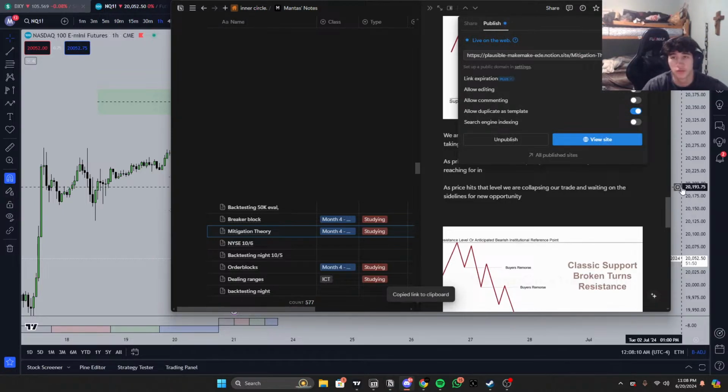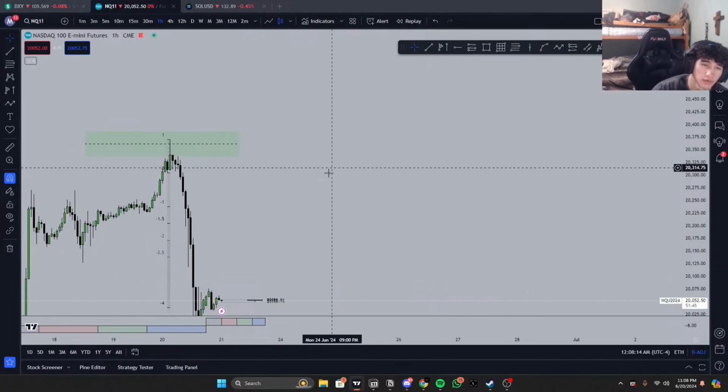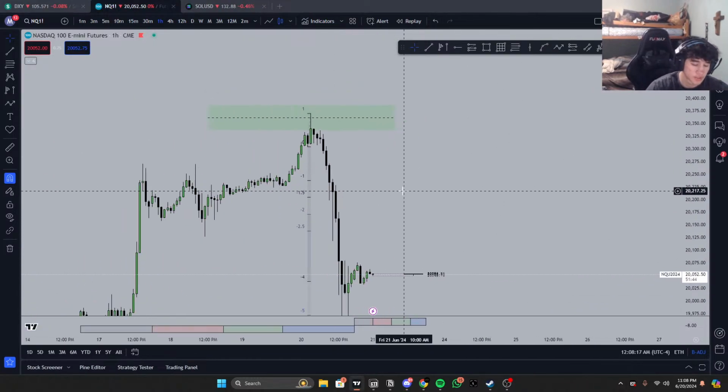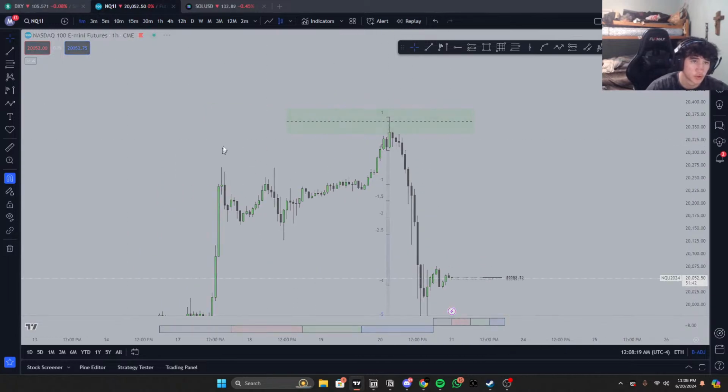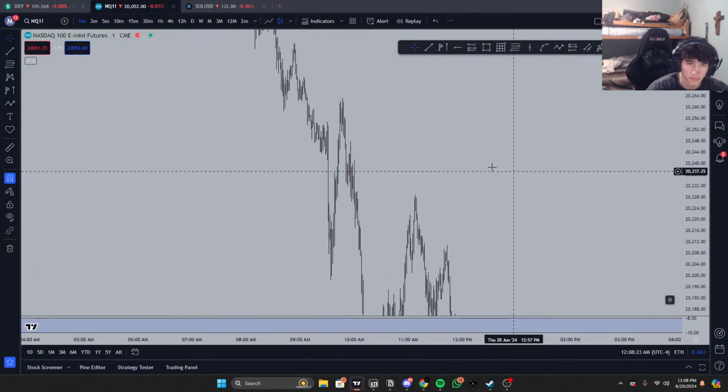Immediate rebalance. I do like to see immediate rebalance whenever I am going short, or I just look for immediate rebalance of fair value gaps if I'm already in shorts. I don't really look for it any other way, but if I'm already short, I like to see it in work. I like to see it in practice, basically.